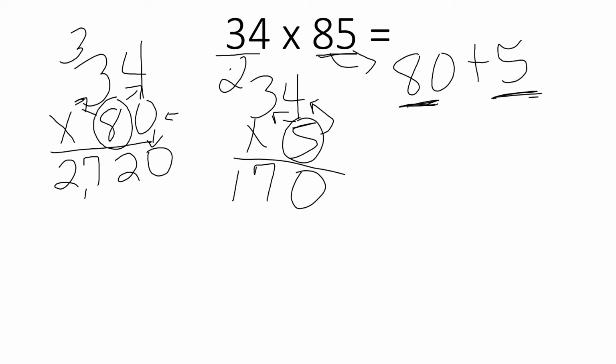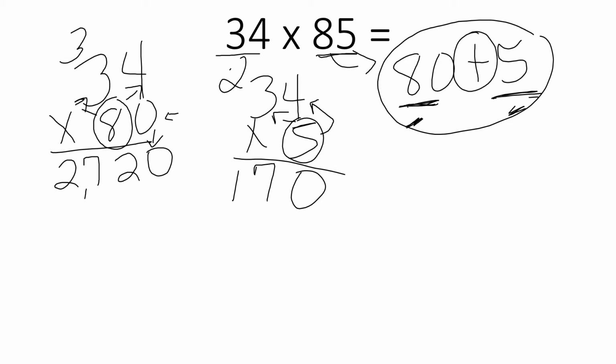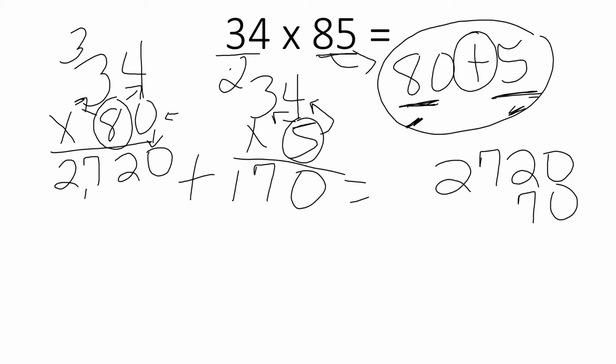Now this addition is here in the expanded form for a reason. I have an answer with 80 and an answer with 5. So now my last step is to add those pieces back together. Remember to line up your numbers from the ones place. And if you need to, you can fill in empty places with a 0 if you need everything stacked up correctly. But make sure that everything is lined up from the ones place.